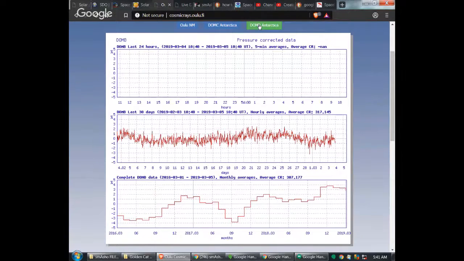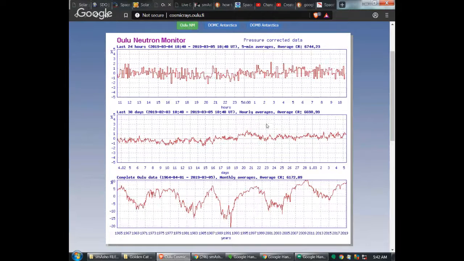And there's DOMB Antarctica. For those non-regular viewers out there, the reason we look at cosmic rays is because cosmic rays are associated with increased cloud nucleation, solar minimum. Cosmic rays create additional ionization paths in the atmosphere, and clouds form on those ionization paths. And when low clouds form, especially such as stratocumulus, they increase the Earth's albedo, reflecting more sunlight back into space, which makes the planet cooler. It's a positive feedback mechanism associated with solar minimum.